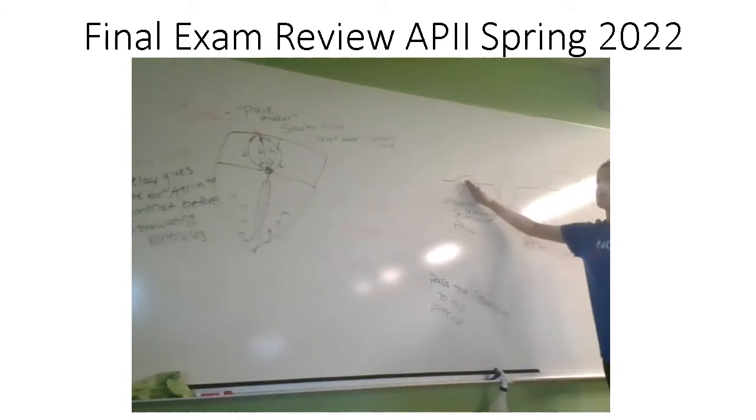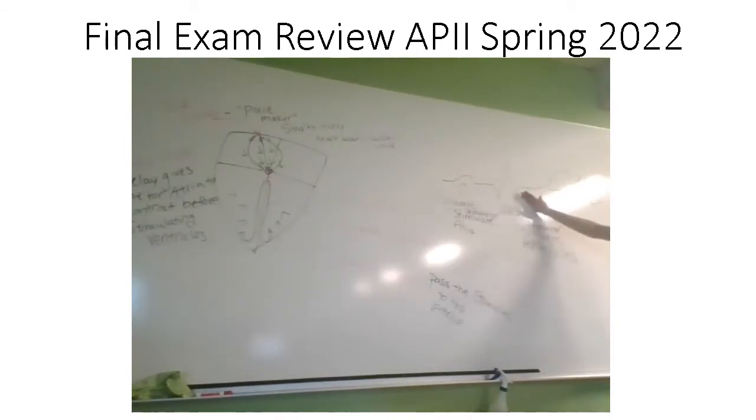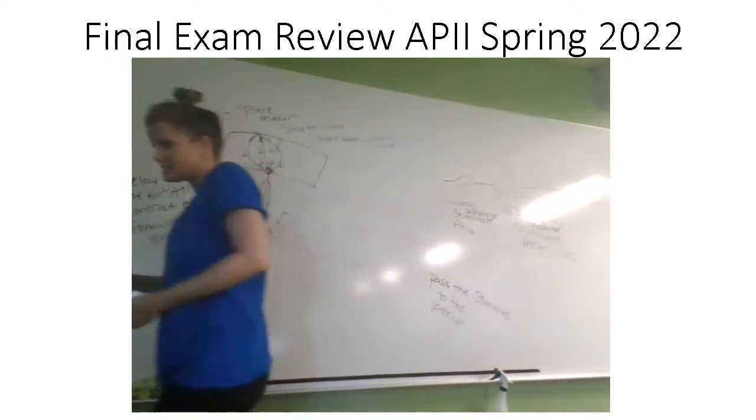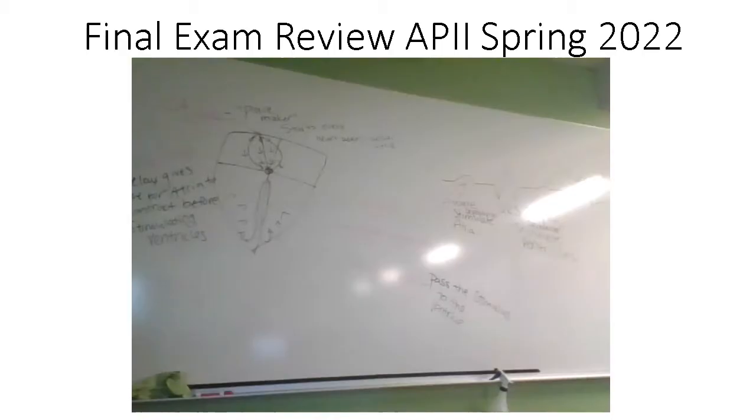So P wave, atria are depolarized. QRS complex, ventricles are depolarized. T wave, ventricles are repolarized. Again, you can also look at heart rate in this by seeing how fast this is happening, and we've got tachycardia and bradycardia if it's too fast or too slow.